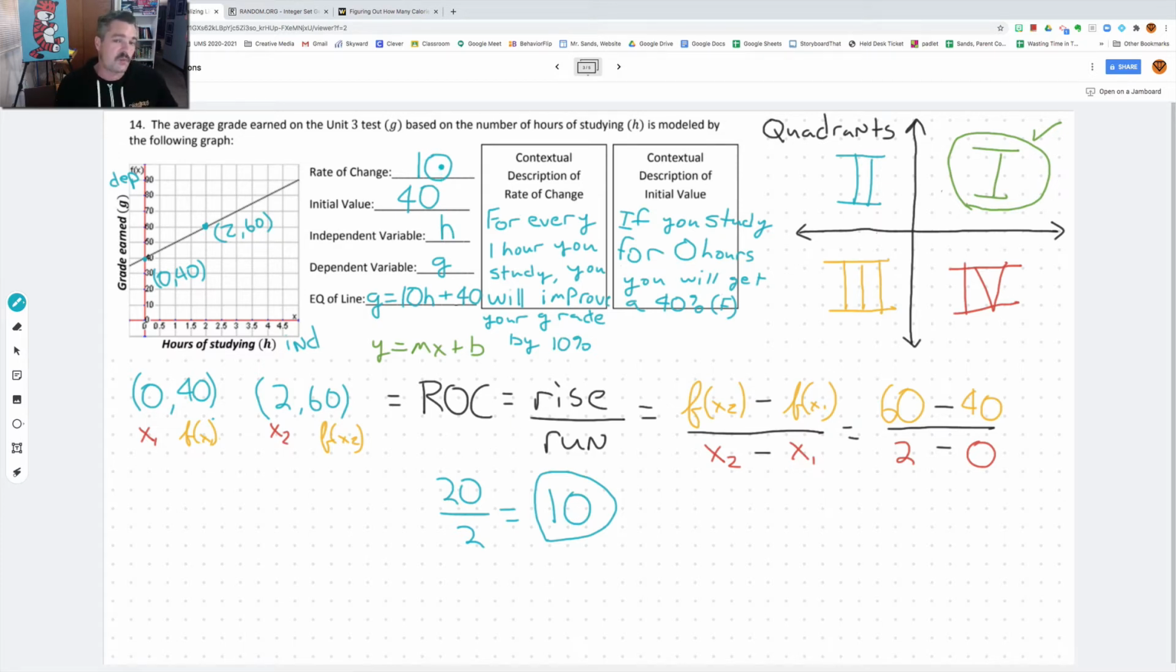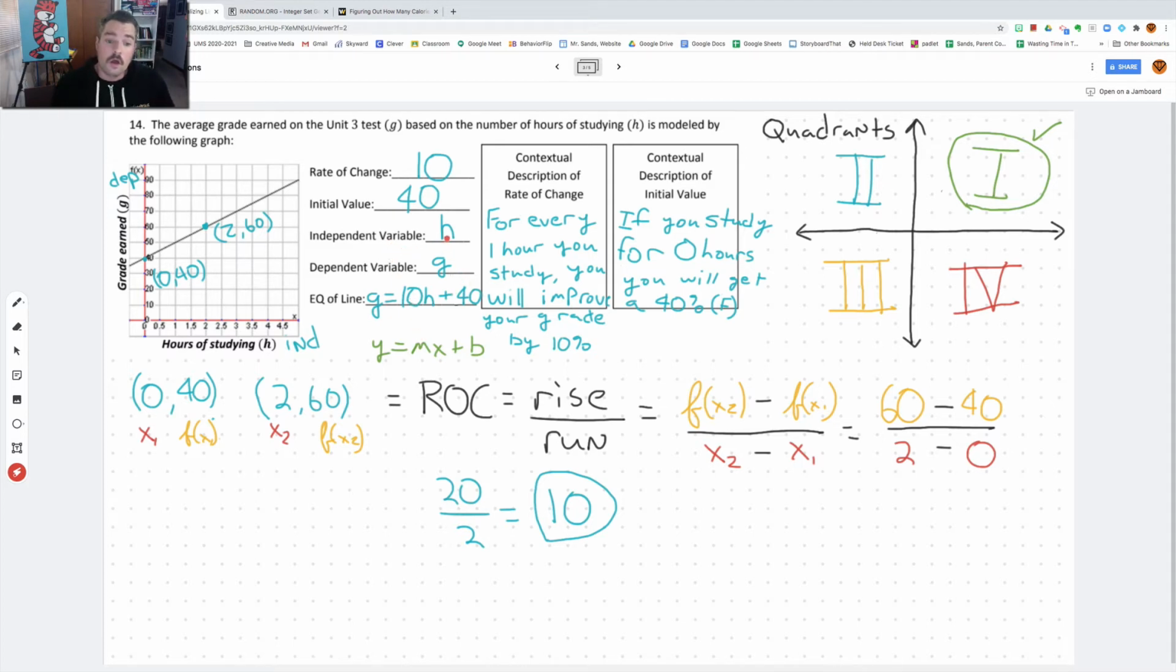So then after we get these 4 things, we know that it's going to follow this format of y equals mx plus b. The letters are just different. Our y is our dependent variable. In this case, y is g. Our slope is 10, that's why we wrote 10 in place of m.